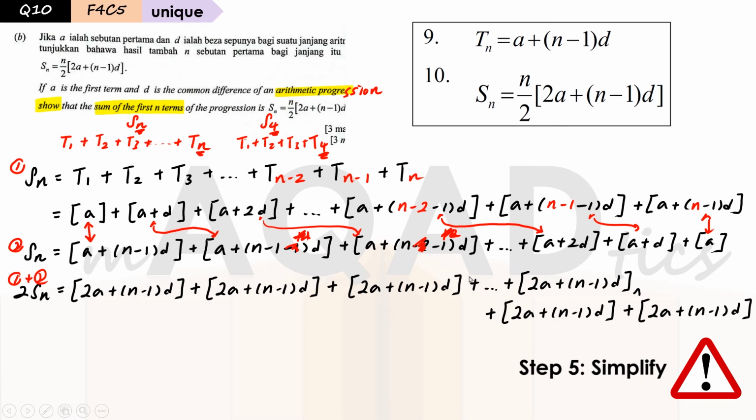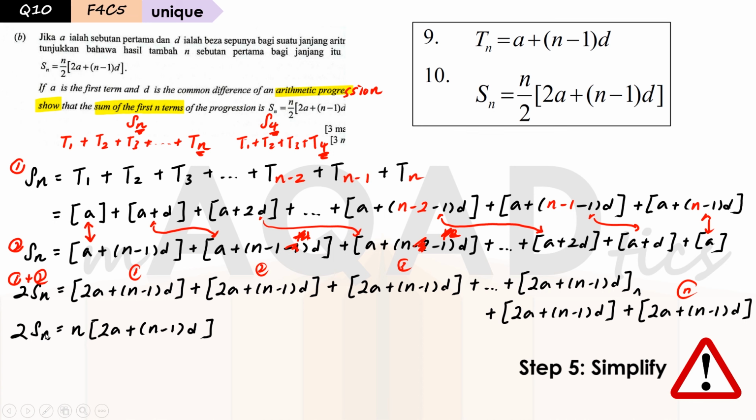Okay, so let's go back to our first row. Yeah? First row, how many terms do we have here? N terms, right? Because it's the sum of the first n terms. So it means we have n times of these values. Okay, so to sum it up, we just multiply n in front and we put the value at the back. Because here, again, we have n values of the 2a plus (n minus 1)d here. Right, we have a total of n values of this thing. Okay, so if you want to summarize, it will be just n multiplied with the value.